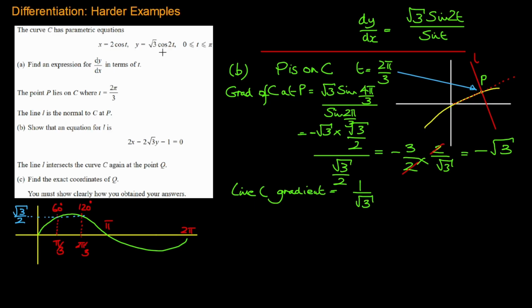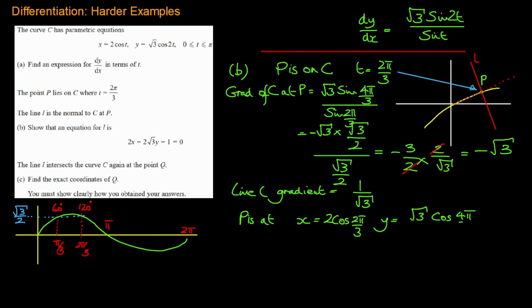The coordinates of P can be found by looking at the parametric equations of C, because they apply at that point P. Just substitute in 2 pi over root 3 into both of these values, and we'll get x and y coordinates. So P is at x equals 2 cos t, well, let's just write all these down: 2 cos 2 pi by 3, and y is equal to the root of 3 multiplied by cos 4 pi by 3.